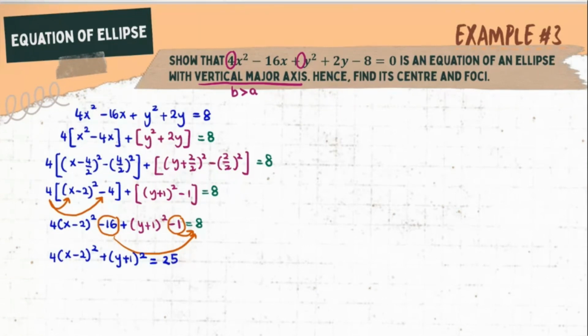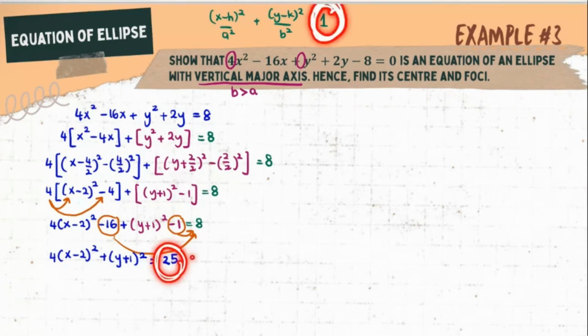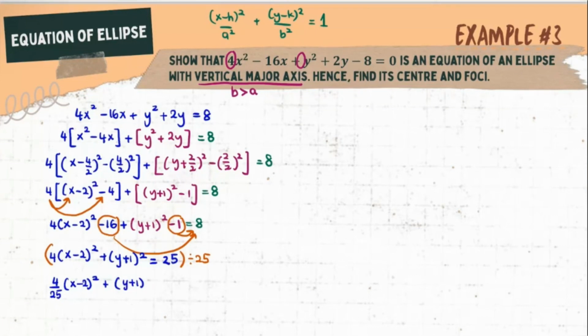If you remember, the general form formula is (x minus h) squared over a squared plus (y minus k) squared over b squared equals to 1. See? The end is 1. So the right side we need to make it 1. Therefore, we are going to divide this whole equation by 25. Then it will become 4 over 25 of (x minus 2) squared plus (y plus 1) squared over 25 is equals to 1. So this is our standard equation.